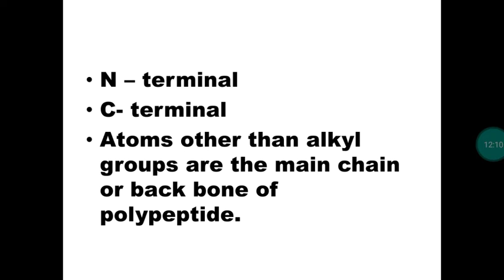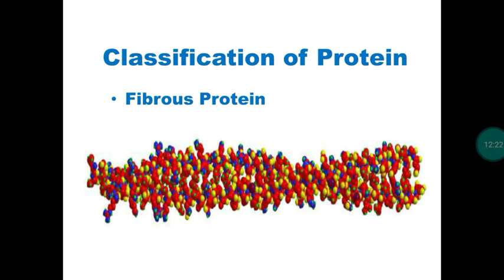Next, what are the backbones of a polypeptide? Except the alkyl groups, the remaining atoms in the chain are the backbone of the polypeptide. So with this peptide bond formation over, next we move into the classification of proteins. Based on the structure, proteins are of two types, fibrous proteins and globular proteins.